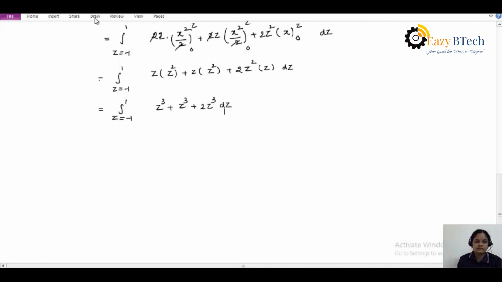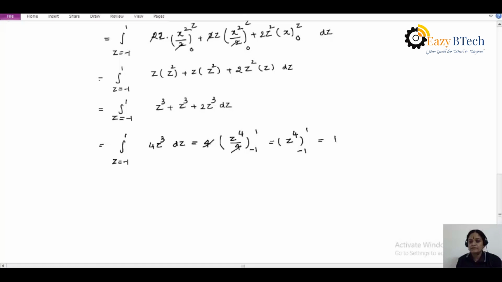Okay, and 4z cubed, integral z is equal to minus 1 to 1, 4z cubed dz. So now 4 is common. And z cubed integration is z power 4 by 4 within the limits minus 1 to 1. Then 4 will be cancelled and z power 4 minus 1 to 1. Then upper limit minus lower limit. Okay, 1 minus, so minus 1 power 4 is nothing but 1. Then final answer is 0.